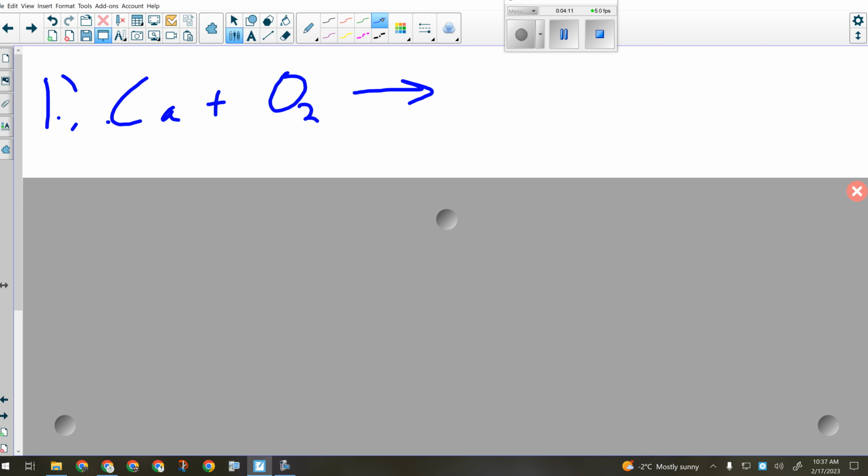Okay, so what kind of reaction starts out with 2 elements reacting with each other? Synthesis reaction. Okay, so in a synthesis reaction, these 2 elements are supposed to do what? Create a compound. All right, so if these 2 elements go together to make a compound, what kind of compound will it be?